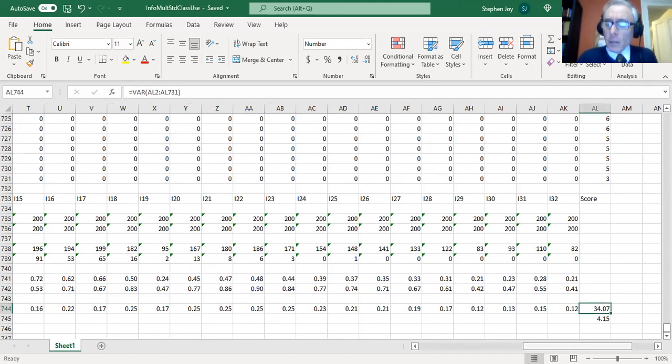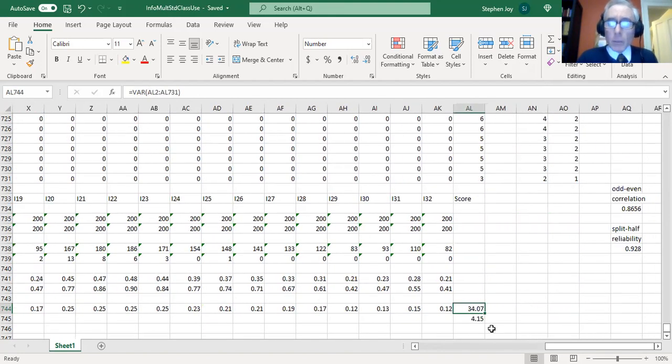What did I do all the way to the right here? Well, here I calculated the variance of the total test score. Column AL here contains the total test score. So this is the variance of total test scores, or S squared sub T. And down underneath it, I added together, summed the variances for each of the individual items along the way. And that gave me the sum of individual item variances.